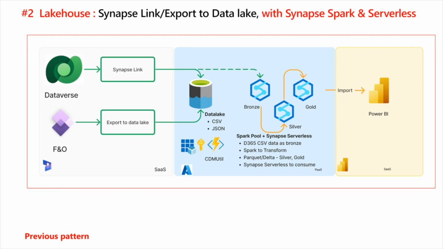And you can also build some operational near real-time reports on top of it. And then there is gold, which is more analytics friendly. Maybe you've done some aggregates and it's ready for analytics. So that's medallion architecture. I hope that's understood. And let's go to the next slide, please, Rich.